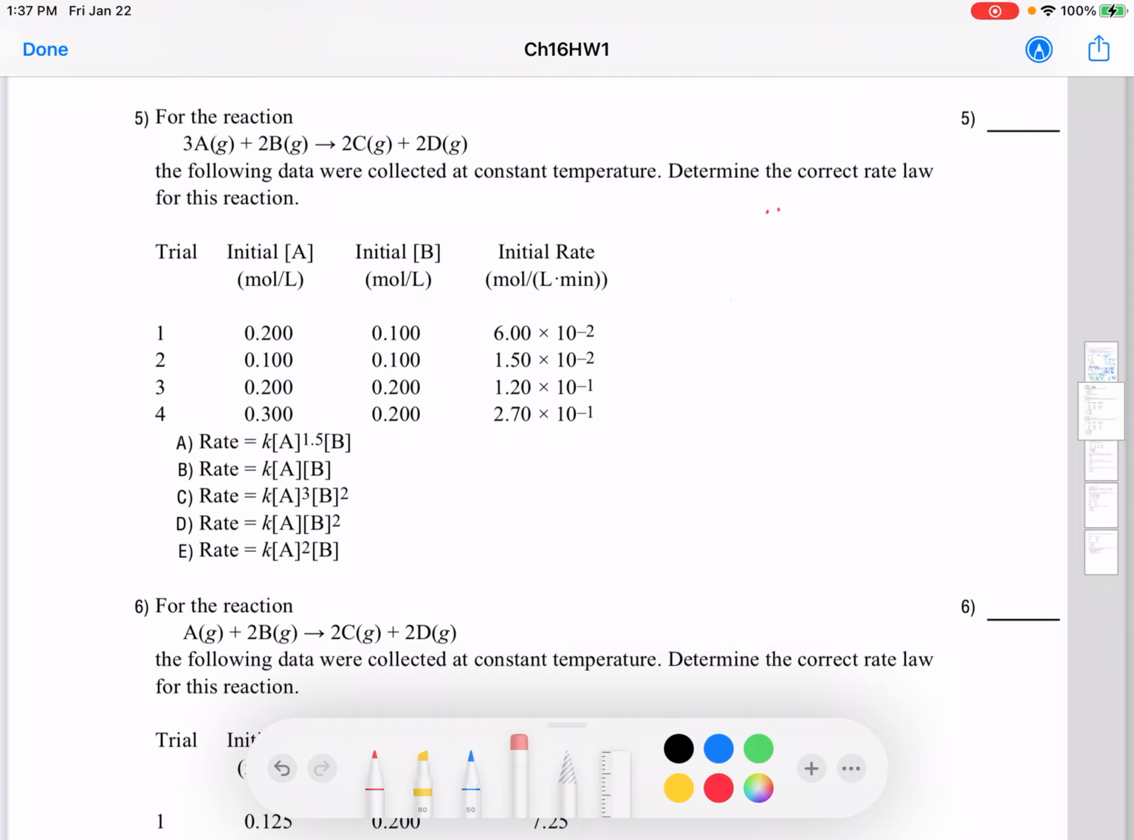The following data were collected at constant temperature. Determine the correct rate law for this reaction. We did a bunch of examples like this in our lecture videos also, so you should be able to do it. But let me go ahead and help you.